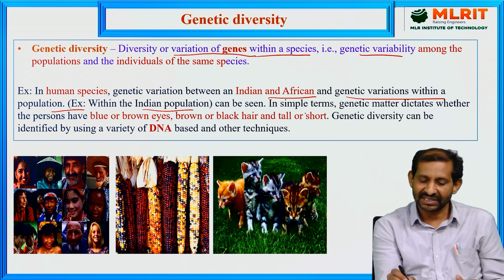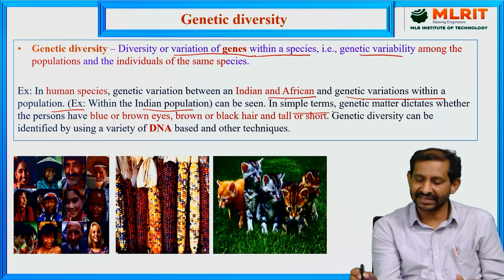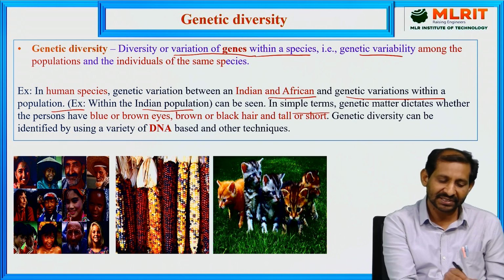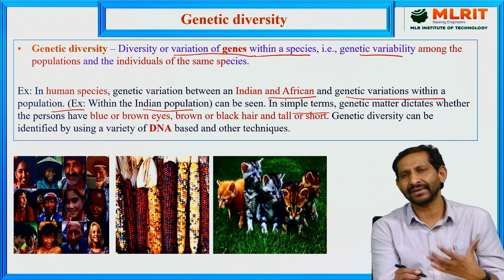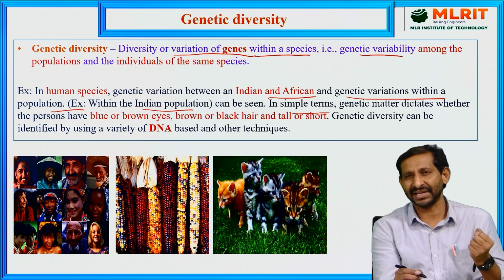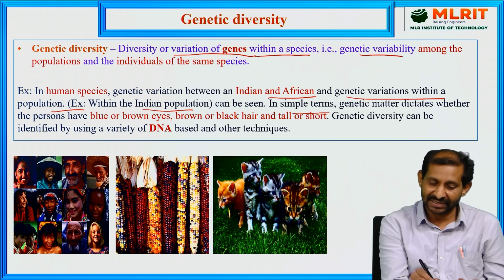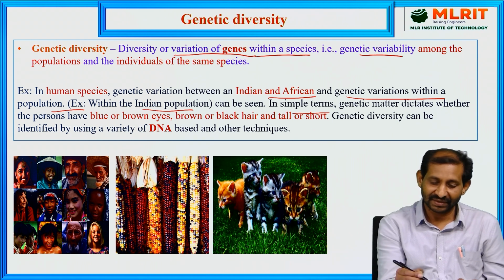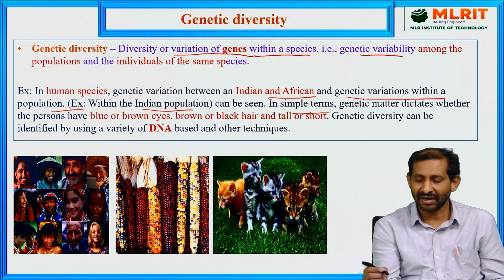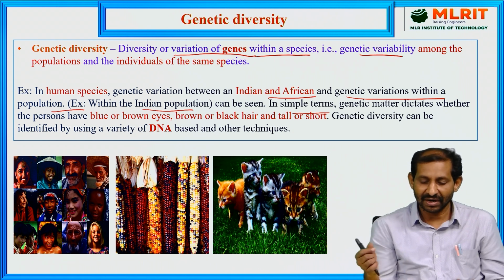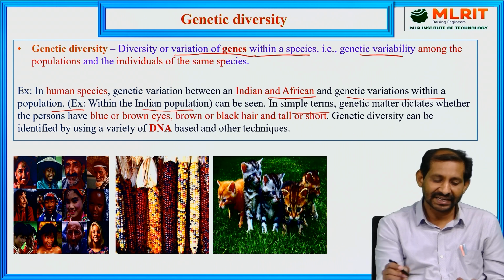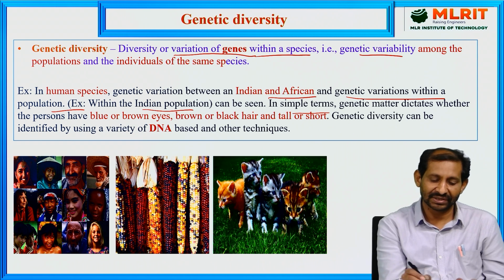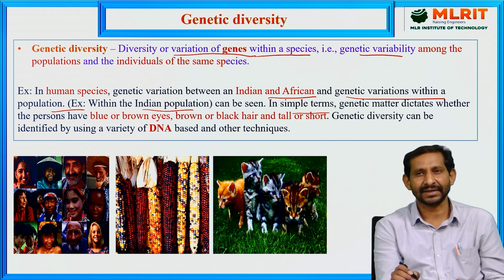In simple terms, genetic makeup dictates whether a person has blue eyes, or white or black skin color, or is tall or short. These are all influenced by genetic variation only, and come under genetic diversity. Genetic diversity is identified using DNA and other techniques.